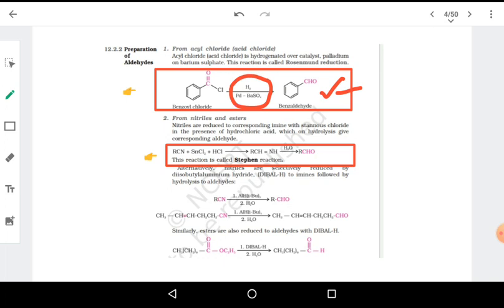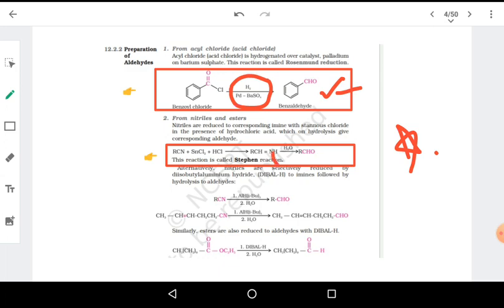Let us now talk about the second method, that is from nitriles and esters. This is important. So many reactions are coming, so this is important. What are we going to do? First one, we are going to treat the nitrile, that is RCN, with SnCl2 and HCl. This is again a reducing agent. Okay, SnCl2 plus HCl is a reducing agent. So when we are treating RCN with SnCl2 and HCl, we will be getting RCH double bond NH.